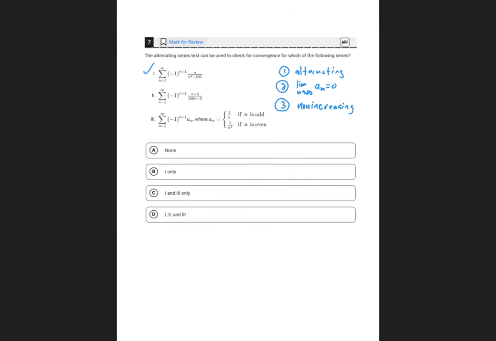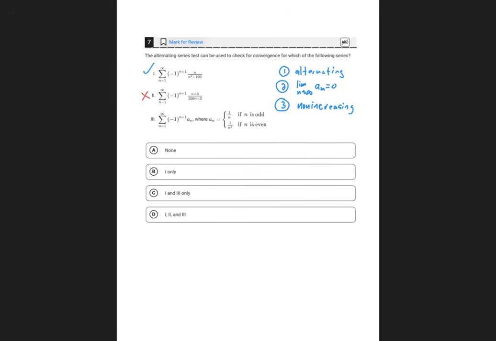Okay, next one. So we know it's an alternating series, so that passes that test. If you look at the limit as n approaches infinity, this doesn't equal 0, right? The degree on the top and bottom are both 1. The biggest exponent on the top and bottom is 1. If they have the same degree on the top and bottom, then you divide the leading coefficients, and so that's 1 over 100. So the limit as n approaches infinity is 1 over 100. Okay, so it doesn't pass, so not that one.